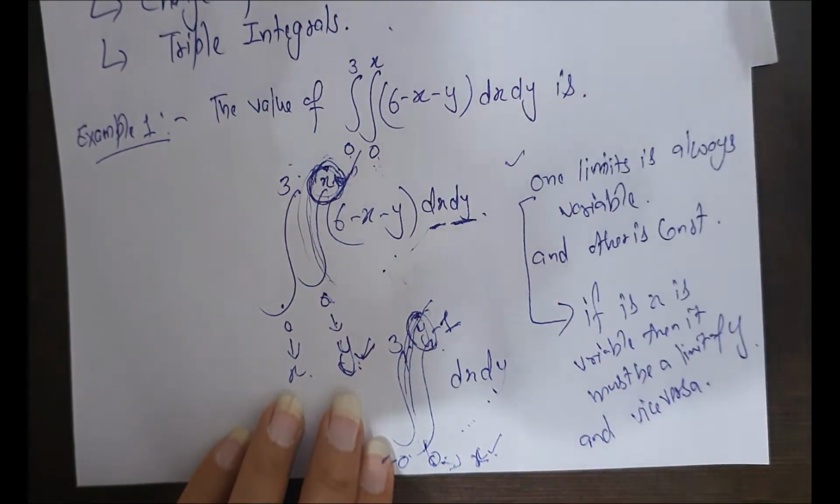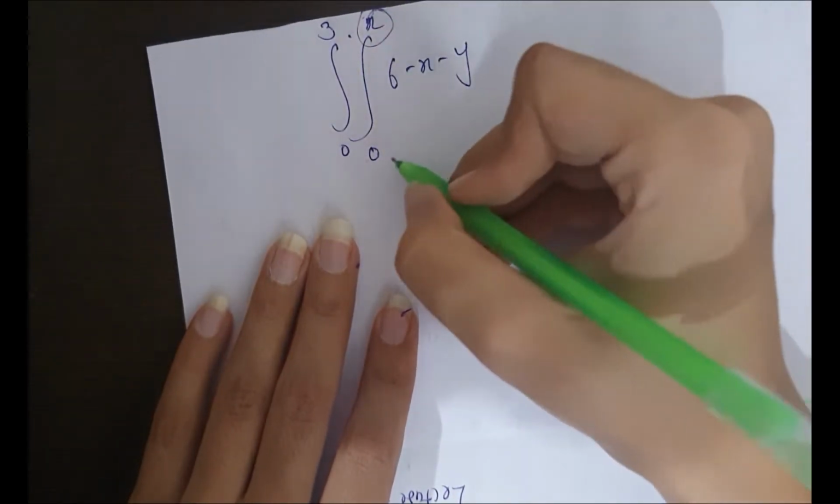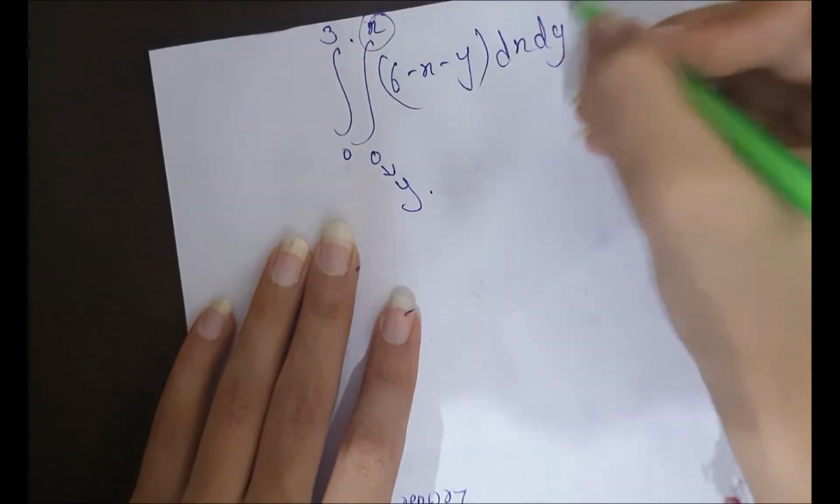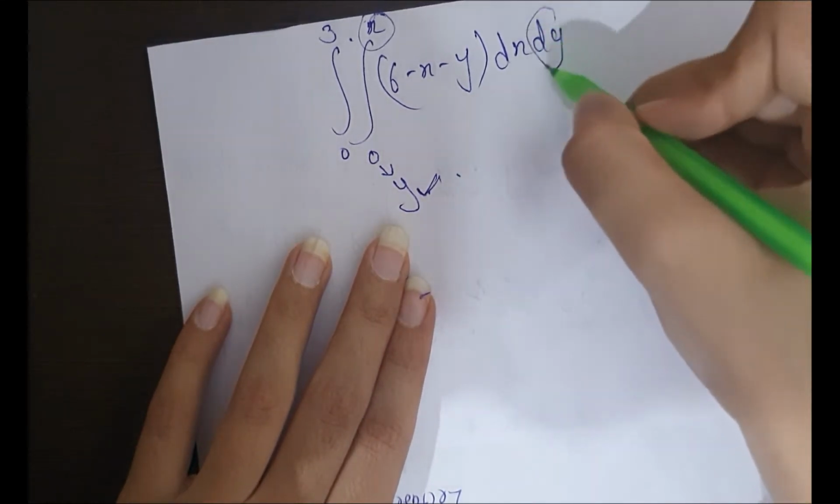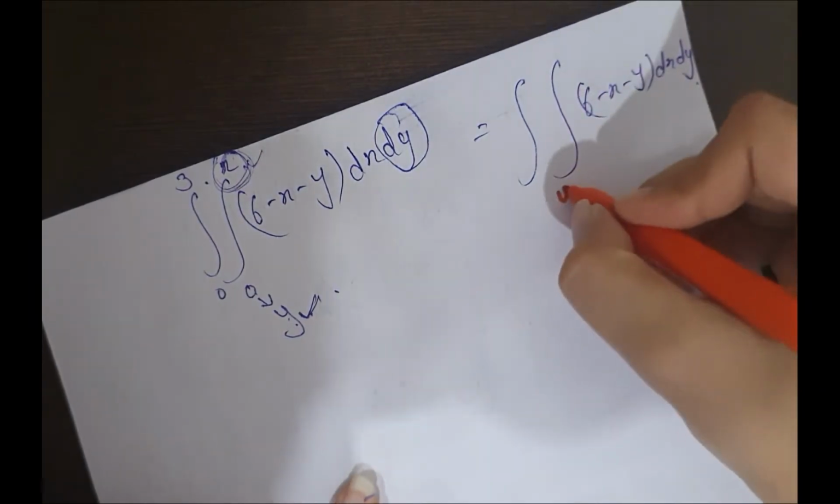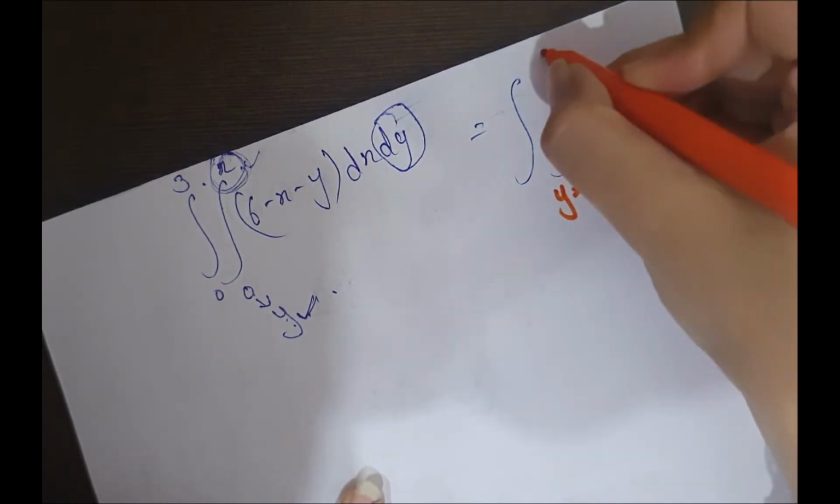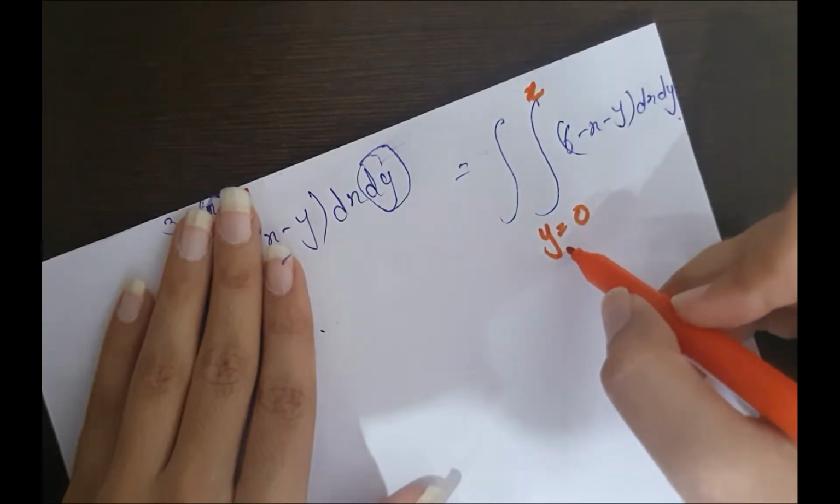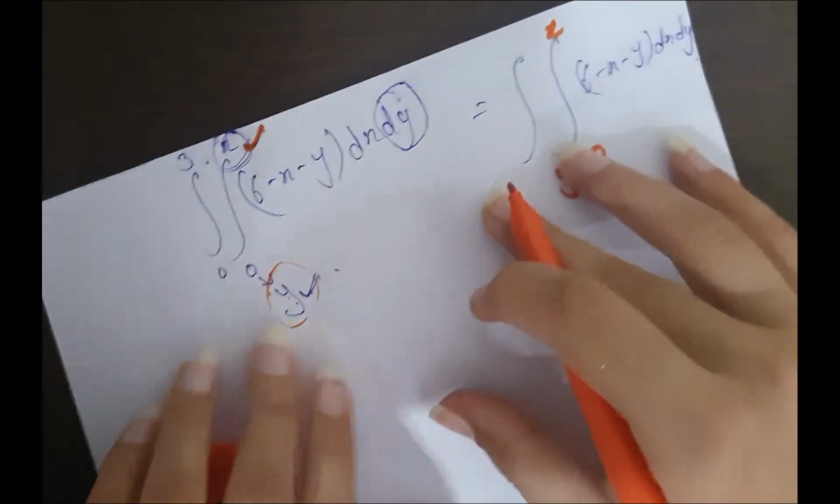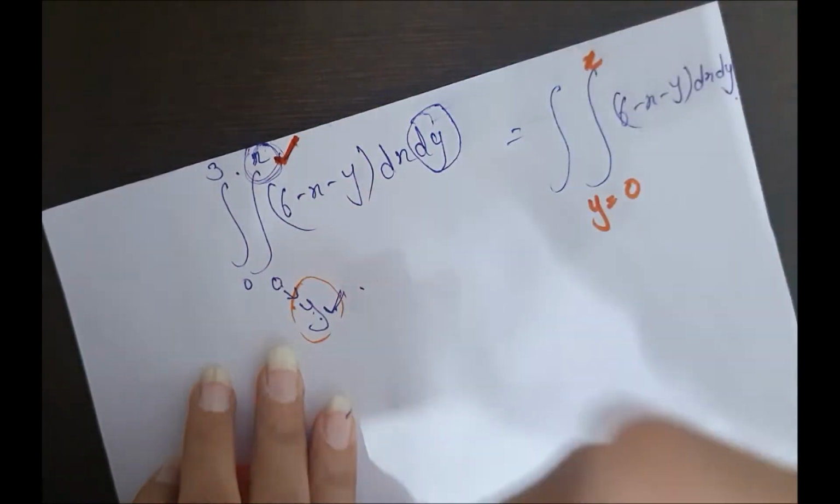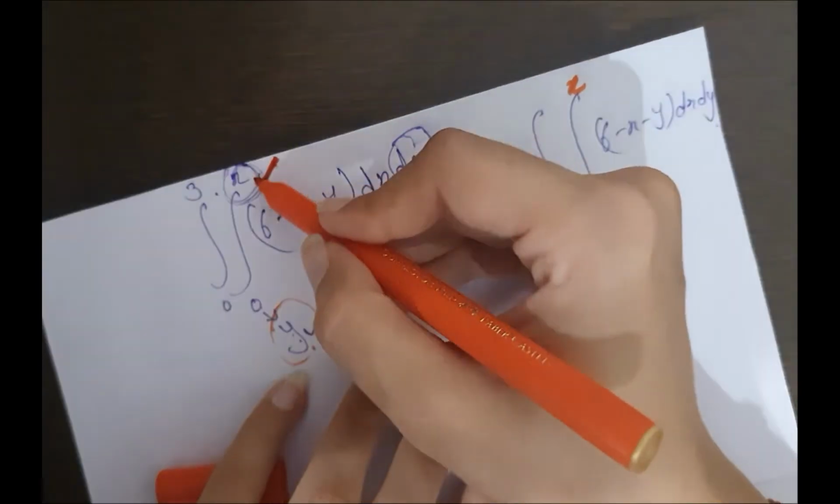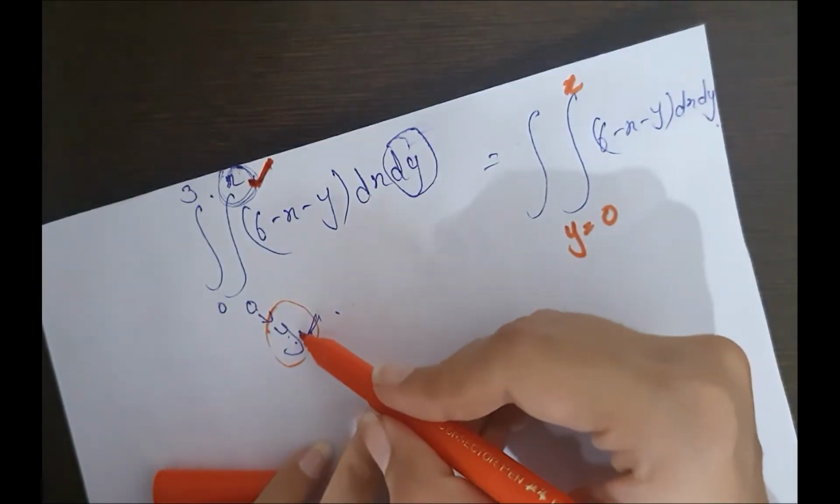Firstly we solve this example. Here the variable is x, so it must be the limit of y. If this is the limit of y, then firstly we have to integrate it with respect to dy. I write it clearly: y is equal to 0 to x. In exams it's not necessary that you are given this. Here you have to understand, if you are given the variable as x, then it must be the limit of y. If the variable is y, then it must be the limit of x.